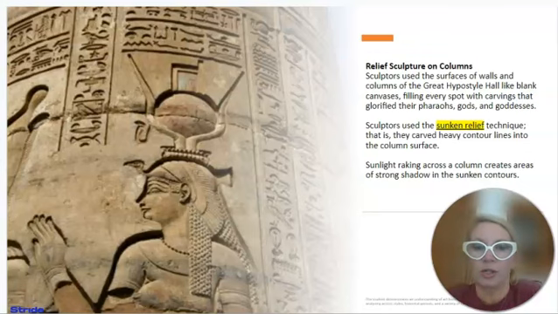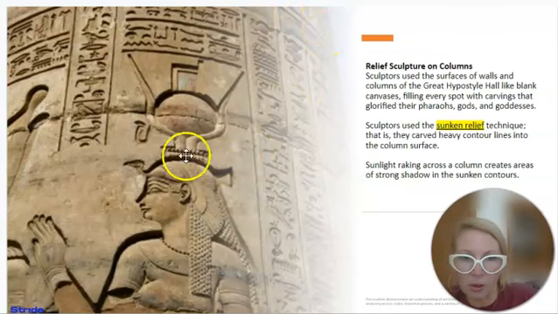So relief sculptures is something that Egyptians were known for. Sculptors used surfaces of walls, columns of the great hypostyle hall like blank canvases, filling every spot with carvings that glorified their pharaohs, gods, and goddesses. Sculptors used the sunken relief technique, which means they carved heavy contour lines into the column surface, okay? So here are the heavy contour lines.